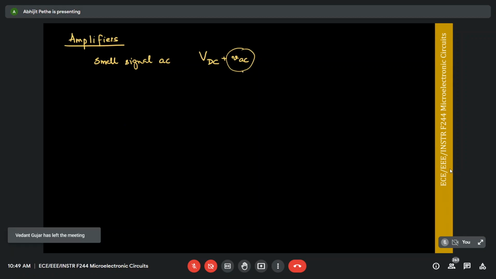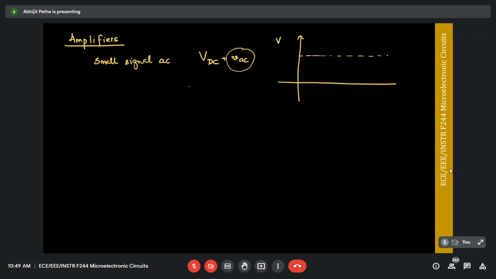So many a times, therefore, in small signal, we have to worry about a small variation on top of a DC voltage. For example, suppose I plot this voltage, for a node whose DC voltage is 1 volt, as a function of time, and suppose I have a 10 millivolt sine signal riding on it.